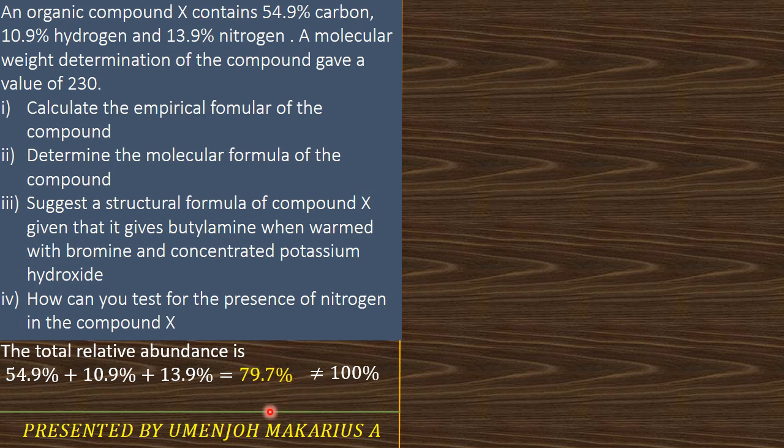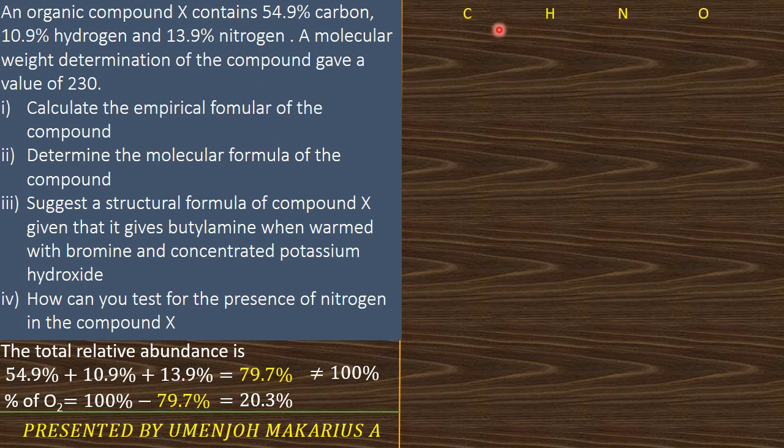Great. So friends, to get that for oxygen, we simply take 100 and subtract the sum of all the percentages we have here. If we do that, we are going to have an answer of 20.3%. This is now the percentage by mass of oxygen. Good. So friends, we are now set to calculate our empirical formula and hence our molecular formula.